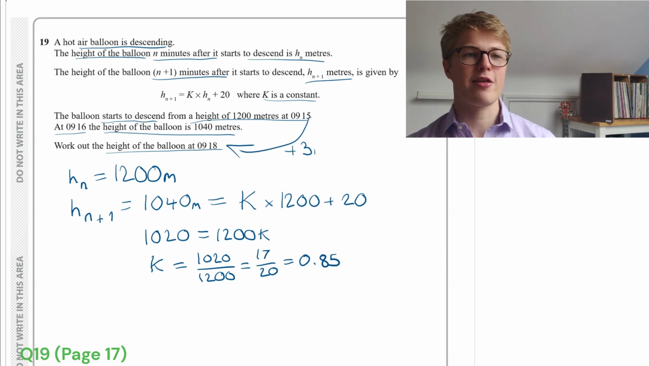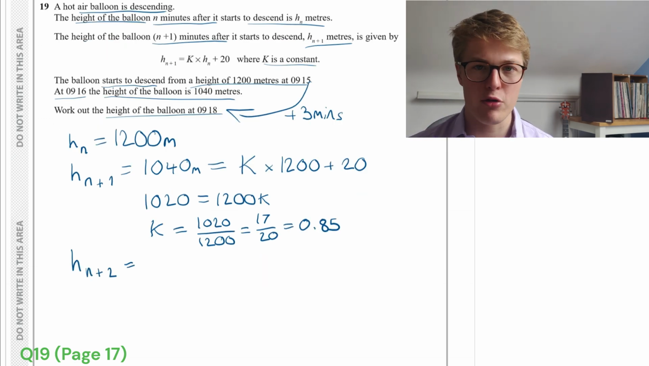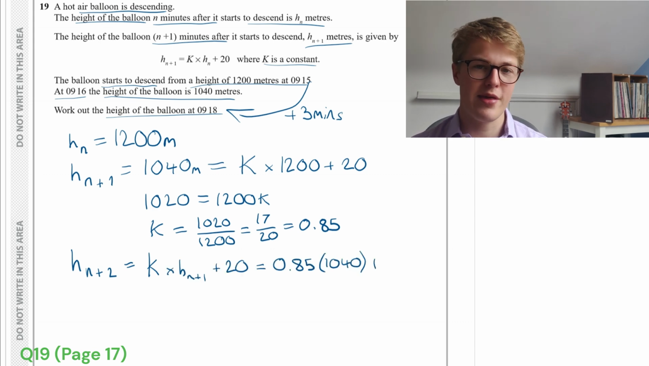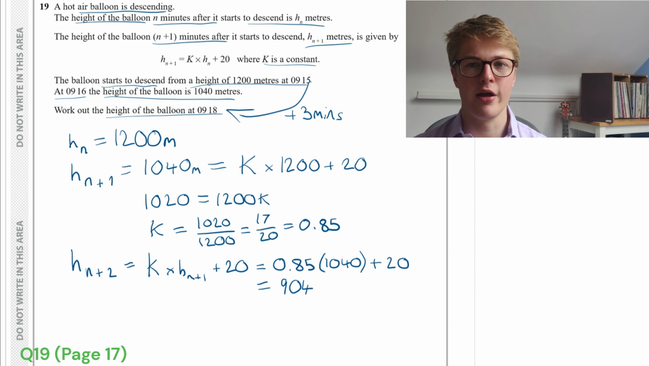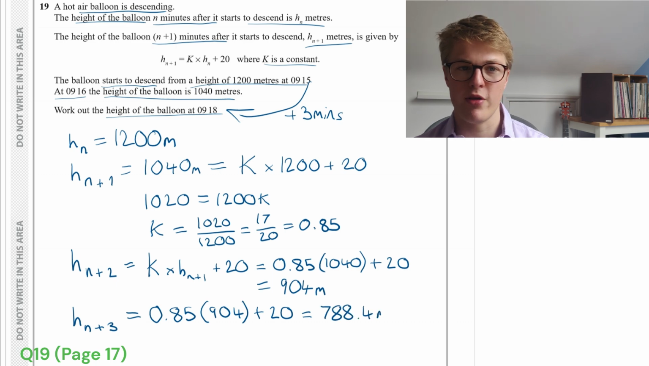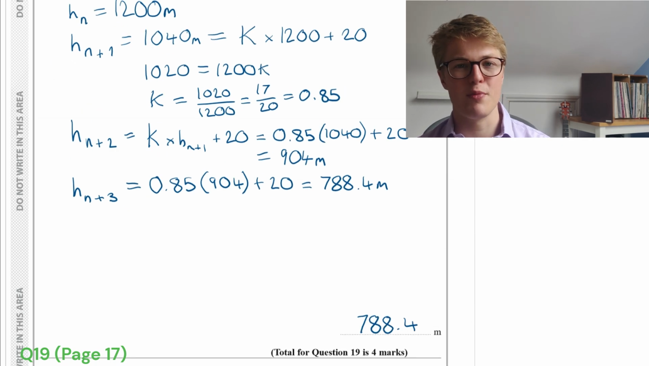Then we use this in the next equation, where we now have 1040 instead of hn plus 1. So we do 0.85 times 1040 plus 20, and that gives us 904. And then we need to do it one more time to find the height at 9:18. So we do 0.85 times 904 plus 20, which is 788.4 metres.